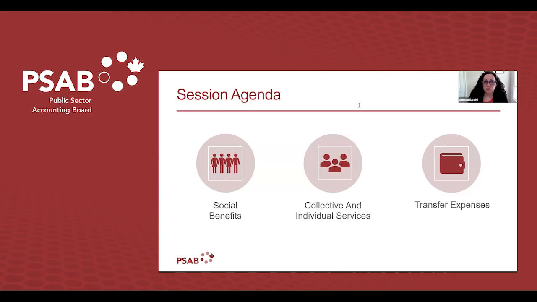And the last standard we will look at is IPSAS 48, the Transfer Expenses Standard. This was issued in May 2023 and has an effective date of January 1st, 2026. Early adoption is permitted. Transfer expenses are a common transaction for most governments and, for some entities, account for a large portion of their expenditure.